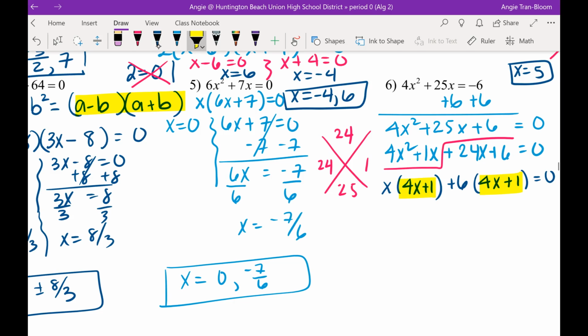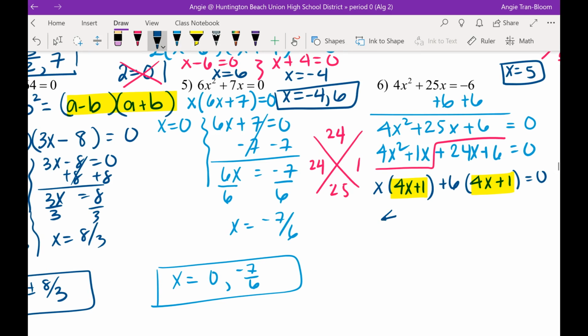Do we have a common group? Yeah, so if we have a common group, it's kind of like a common term. That means we can factor a bit more. Then we're left with x plus 6. So now this is what's called completely factored. Take each and set it equal to 0.